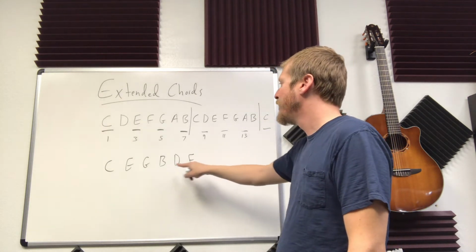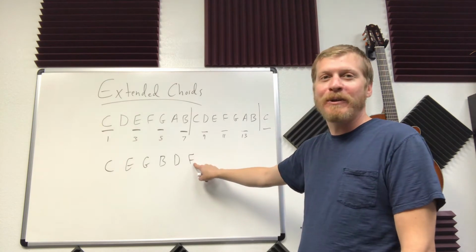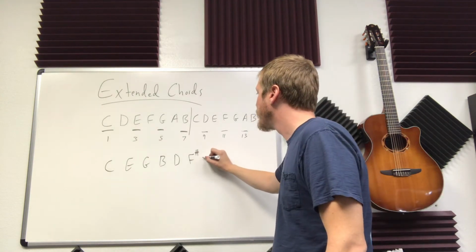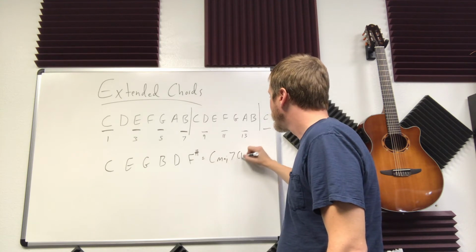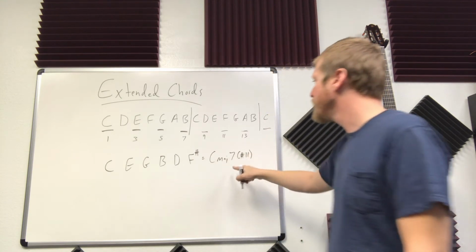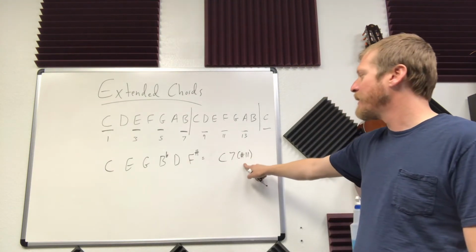We could call this more commonly C major 7 with a sharp 11 if we made the F sharp. So that would be a useful chord if we did C major 7 sharp 11. You will see that chord being used, okay? So now this would just become C7 sharp 11, okay?